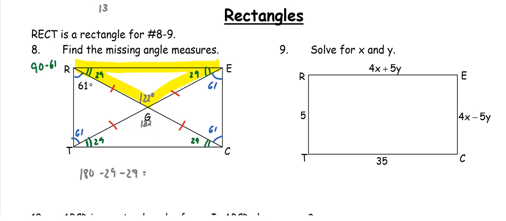On the triangle on the left and right, we're going to use the same idea and subtract from 180. So 180 minus 61 would get us 58 degrees.